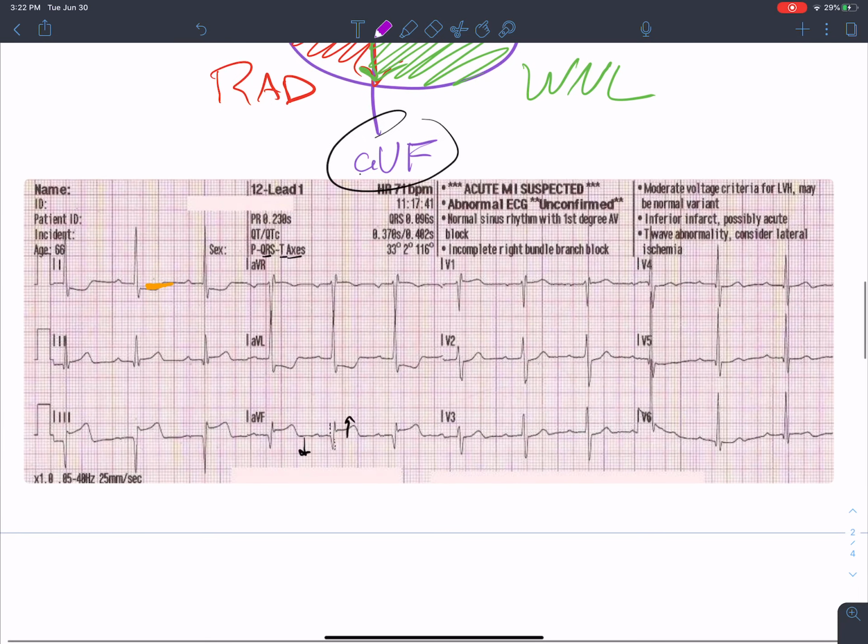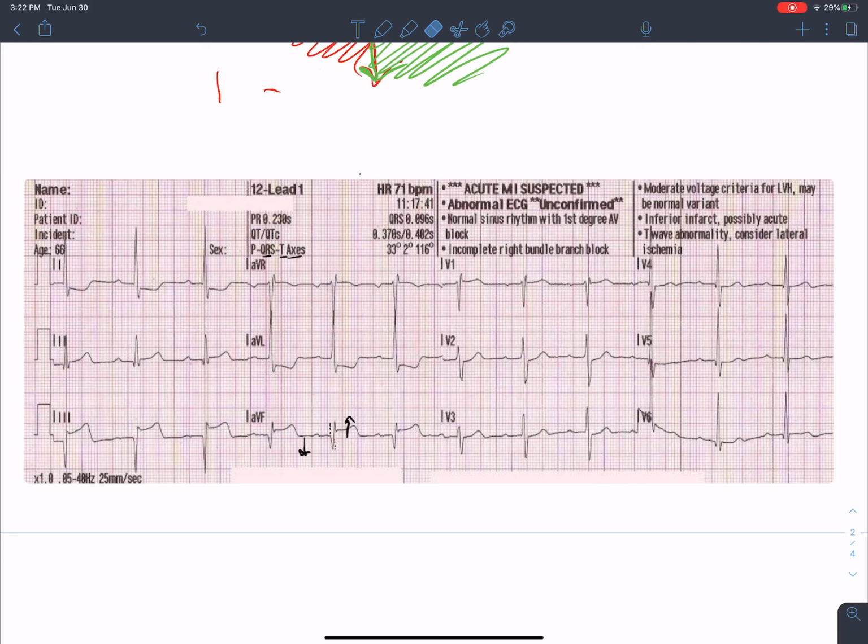All right, let's wrap it up. Let's finish it up. Let's go full circle here and understand what we're talking about. So here's a great EKG. We're going to look at two leads on here. Which two leads are we going to look at? Yeah, you got it. 1, AVF.